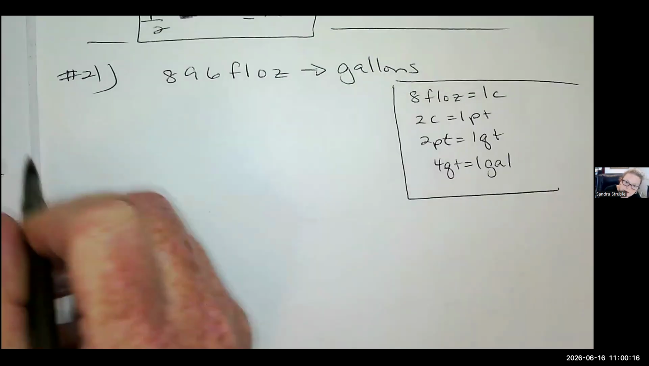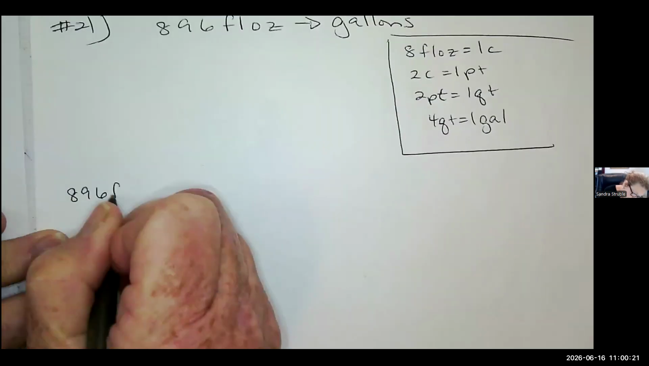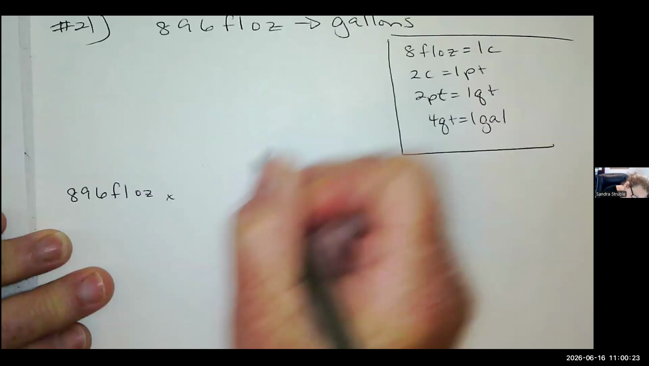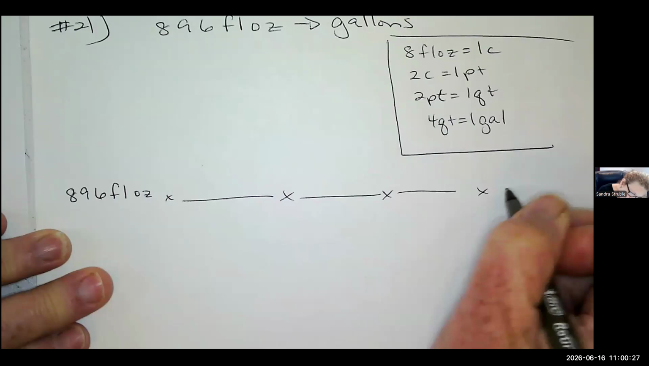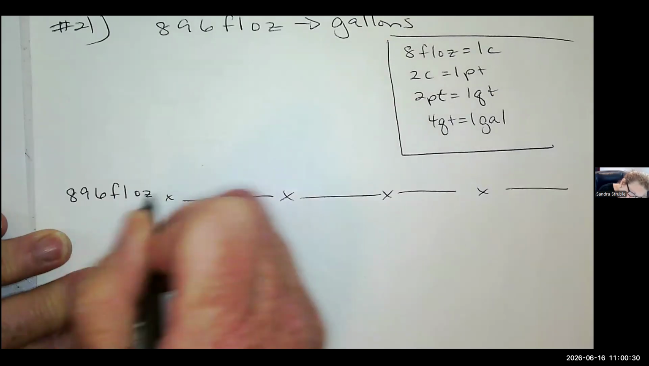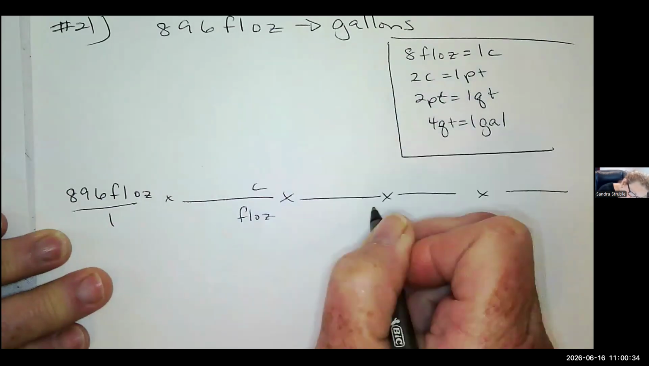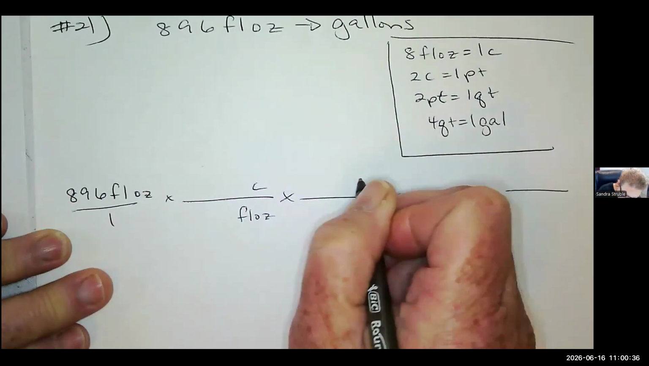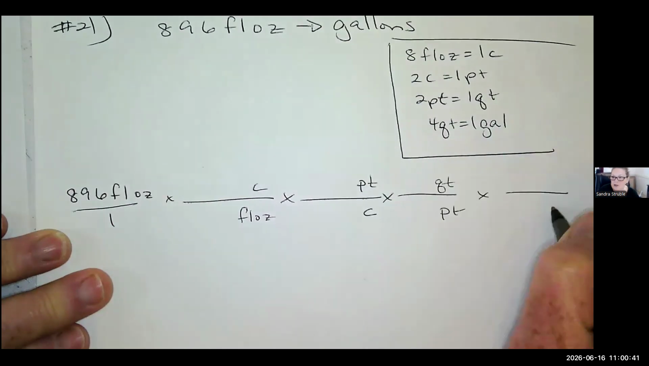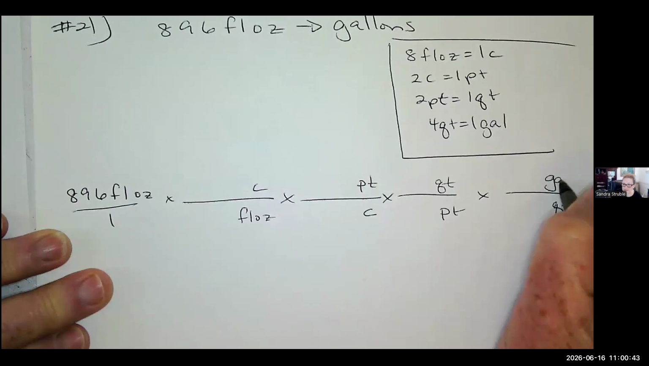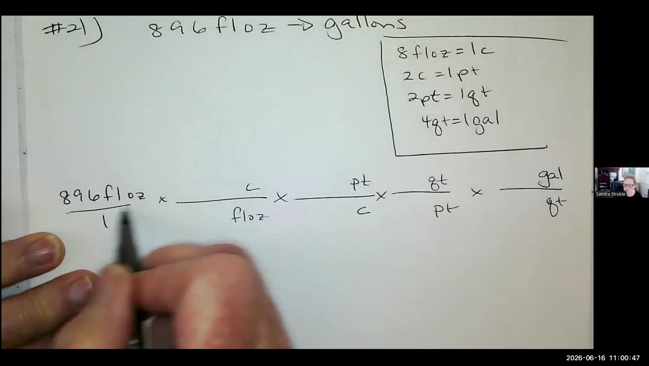Start with what you're given, 896 fluid ounces. And we've got 4 conversions. I've got fluid ounces up top, so I need fluid ounces down low. I'm heading to cups. Don't want cups. Going to pints. Don't want pints. Going to quarts. Don't want quarts. Going to gallons. Gallons should end up in the numerator, in the top part, because that's where fluid ounces is. So that's where your gallons should be as well.